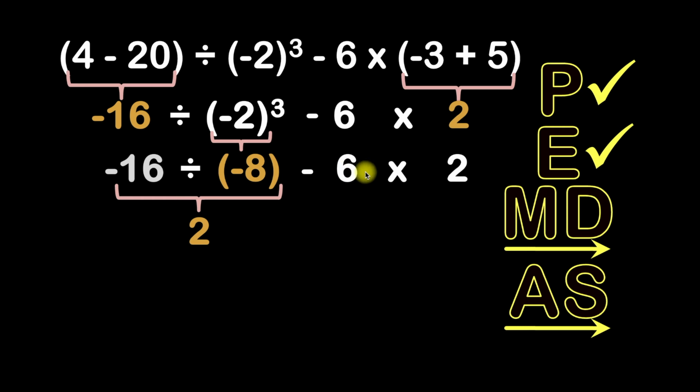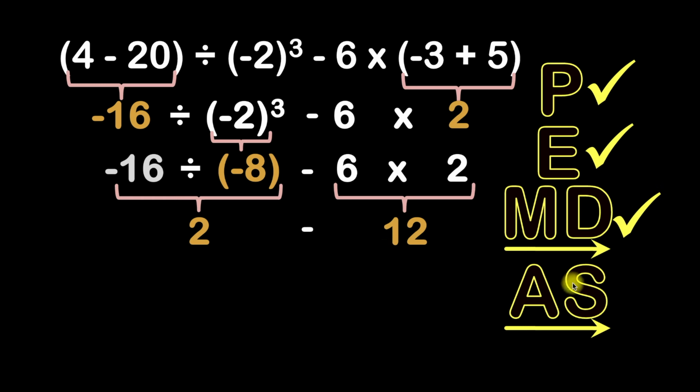I also have 6 times 2. And 6 times 2 is 12. And I'll put that right under here. And then I'll just bring down the minus sign. Since there's no more multiplication or division in this new expression, we're done with step 3.